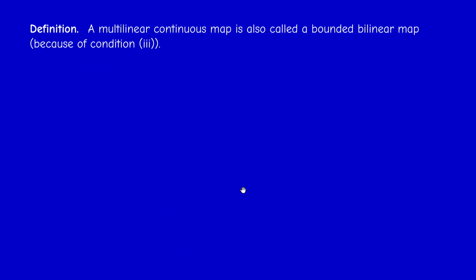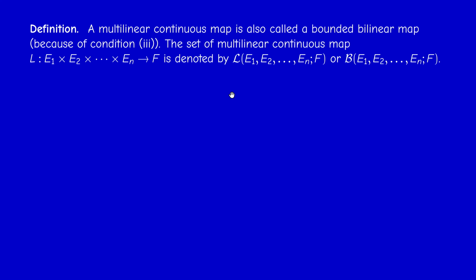And the last result, so same thing. Multilinear continuous or multilinear bounded is the same thing because of condition 3. And now the space of multilinear bounded maps with n variables is denoted by the same symbol, L of E1, E2, ..., En; F, or B of E1, E2, ..., En; F. Okay, and same notation.